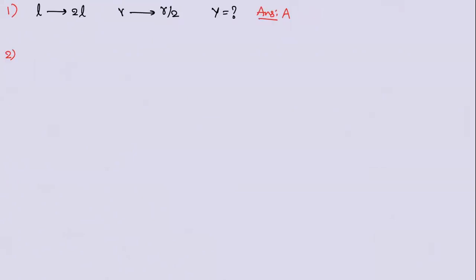A 100-meter long wire. Okay. Length is there. L is equal to 100 meters. Then, having cross-sectional area, A is equal to 6.25 into 10 power minus 4 meters square. Thank God it is in meter square only. Good. Young's modulus Y is equal to 10 power 10 Newton per meter square.